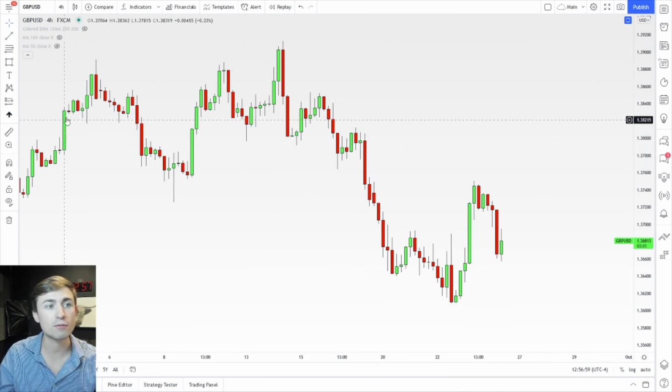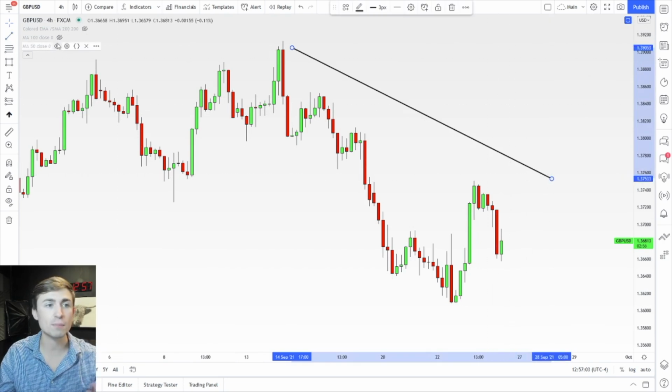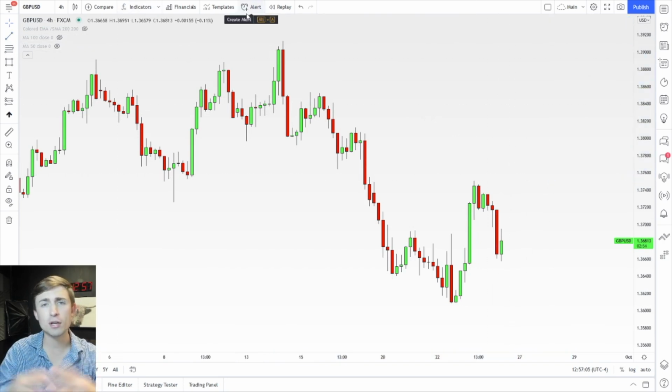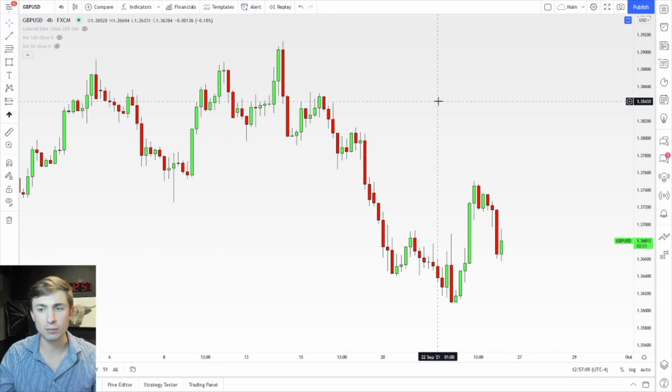You can look at any different currency pair or thing that you would like. You can draw trend lines. You can draw moving averages by adding indicators, comparing things. TradingView is really probably the best charting platform out there.